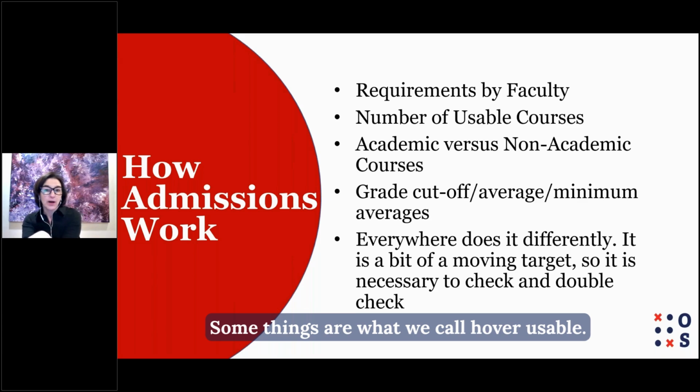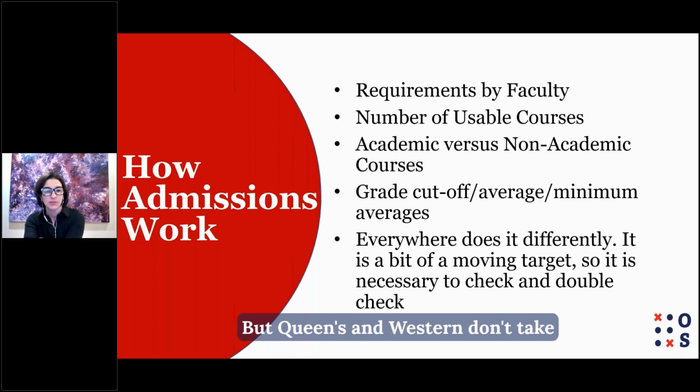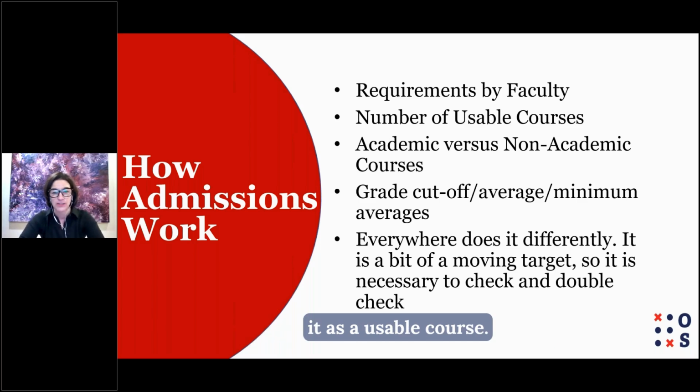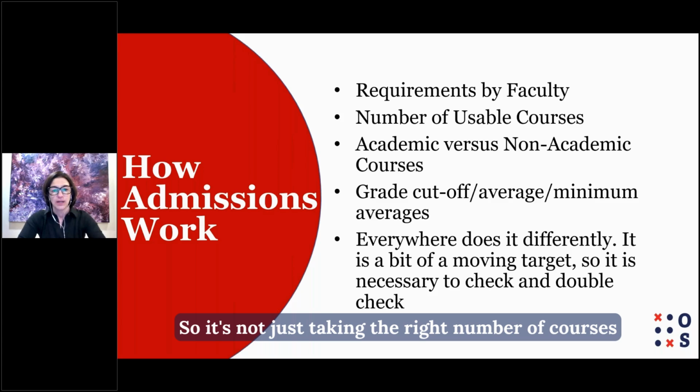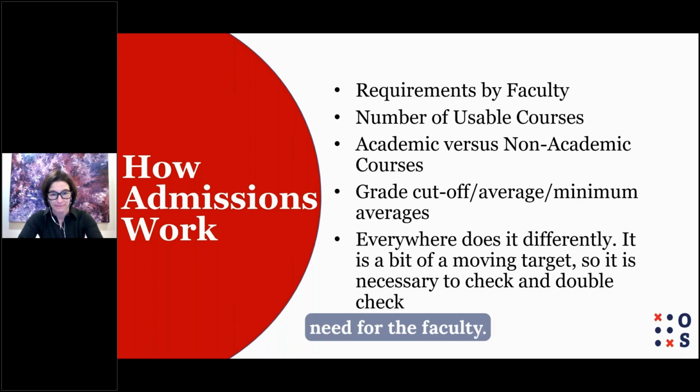Some things are what we call hover usable. Entrepreneurship 12, McGill takes it as a usable course, but Queen's and Laurier don't take it as a usable course. So it's not just taking the right number of courses for the faculty, it's actually taking the right courses that you need for the faculty.